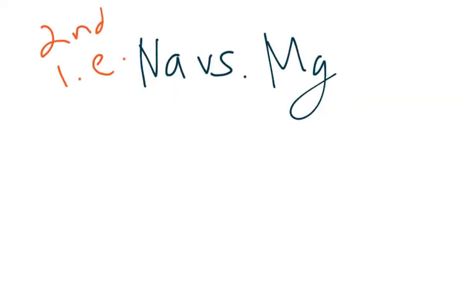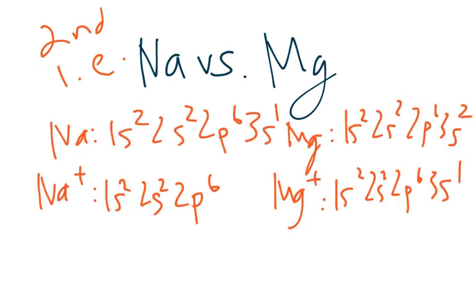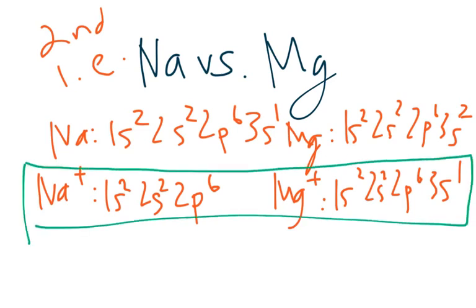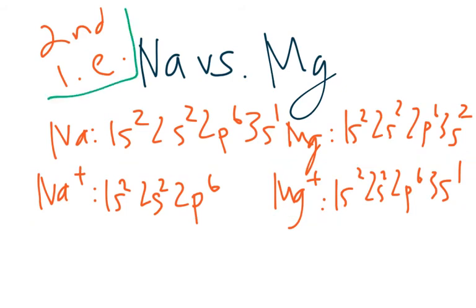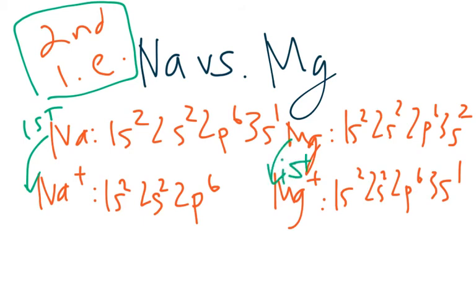Alright, let's talk about the second ionization energy, sodium versus magnesium. For this question, I had to write the electron configuration for the +1 form of these elements, because the second ionization energy is the energy it takes to take away an electron a second time. The first time is the first ionization energy, so I just skipped that because we're not worrying about that. We're worrying about the second ionization energy, the energy it takes to remove the second valence electron, or the second, final electron, or whatever you want to call it. So let's figure out which one takes more energy.